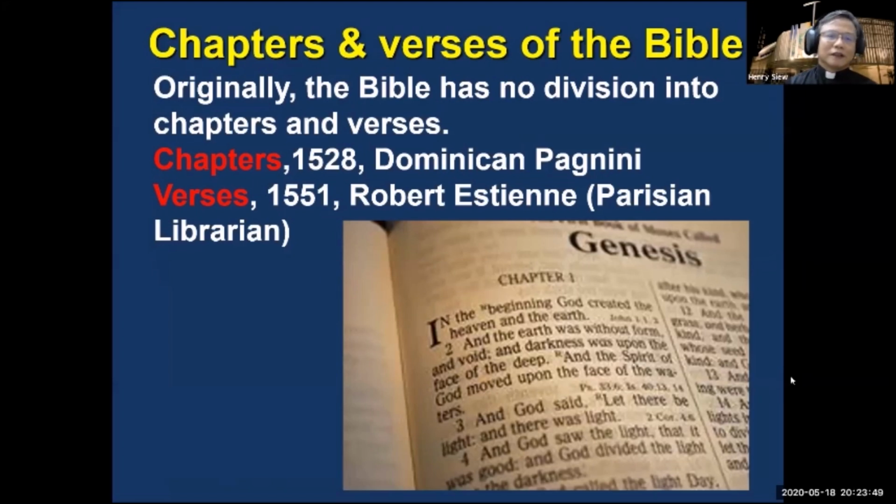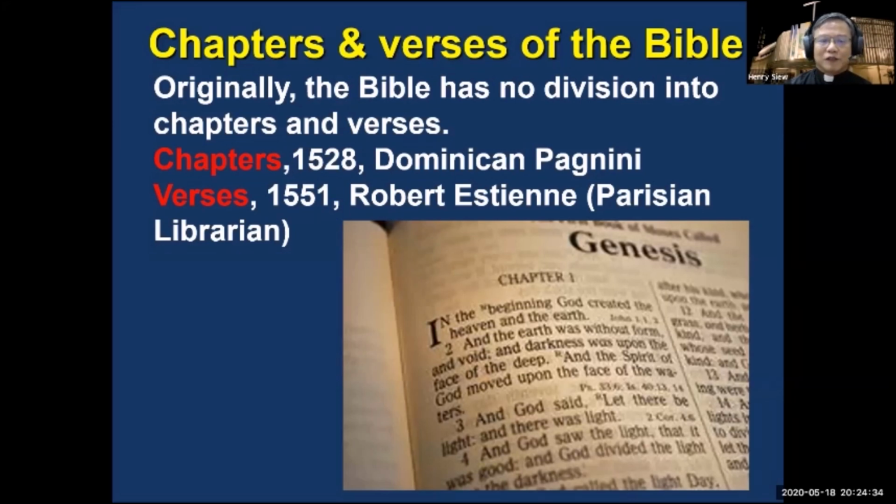Now, by the way, just a remark here about the chapters and verses of the Bible. The original Bible had no divisions into chapters and verses. So when I talk about the two creation accounts, and the first one ends at chapter 2, 4a, it is because in the Middle Ages, specifically in 1529, the Dominican Pagini was the first who proposed the division of the Bible into chapters for each book.